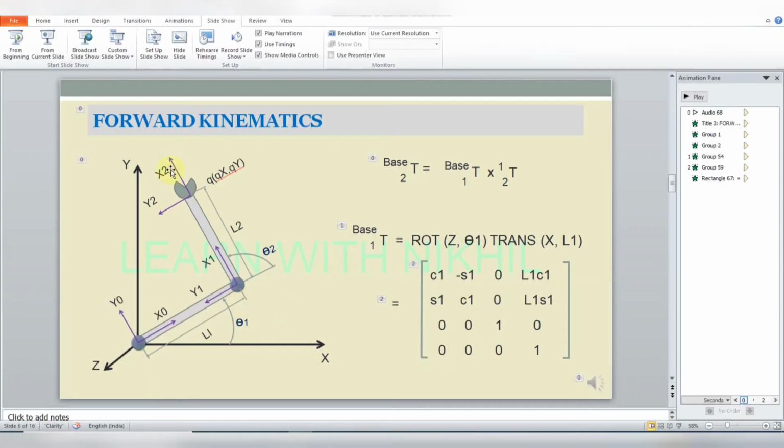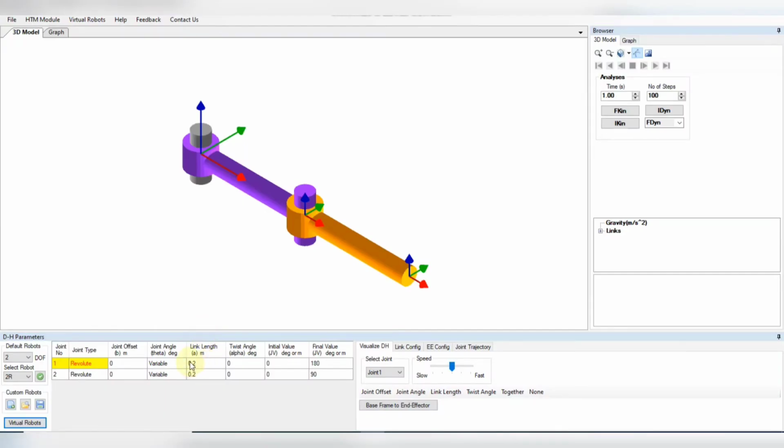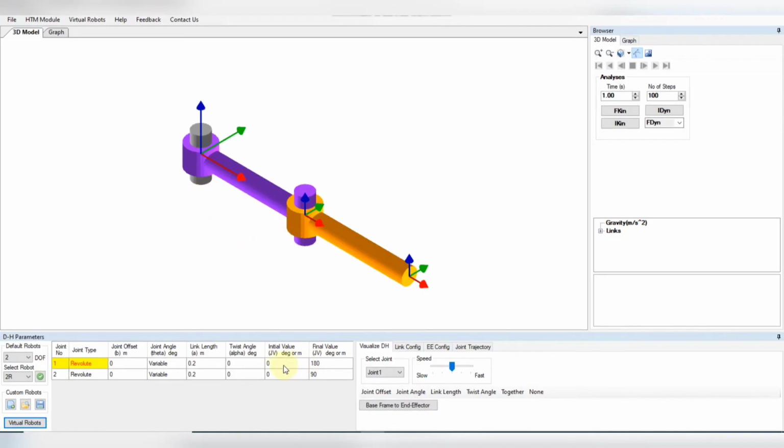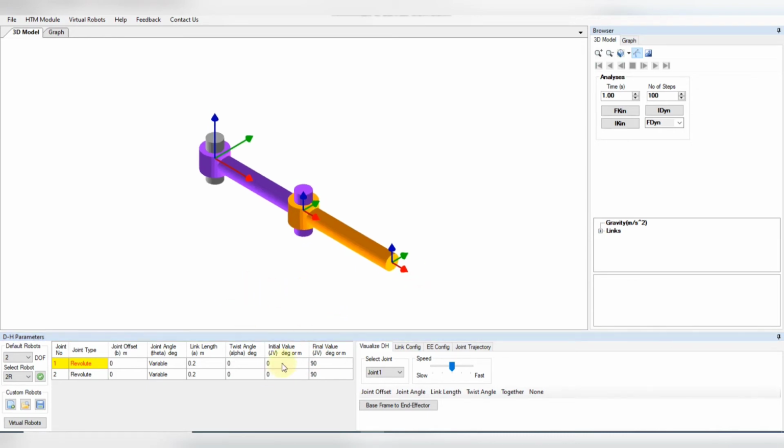It will always move in the xy plane only. According to this, the link length here is 0.2, so L1 is 0.2 and L2 is 0.2. Now here the angle is given with initial value 0 and final value 180 degrees. Here also the initial value is 0 and the final value is 90 degrees, so the total is 180 degrees and 90 degrees respectively. If I make both 90, the initial value is 0, final value is 90, so the total is 90 degrees.